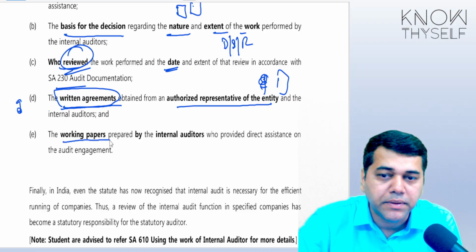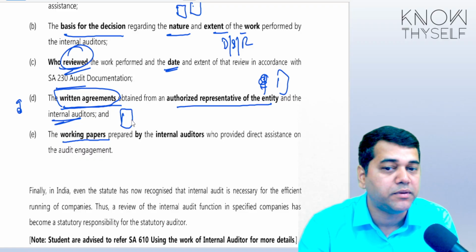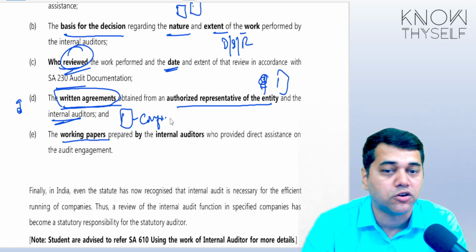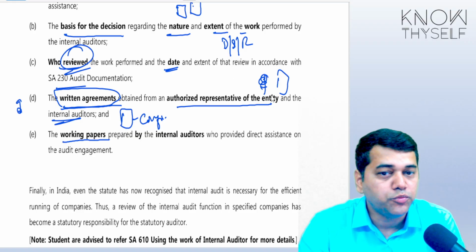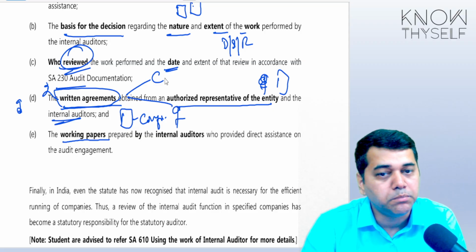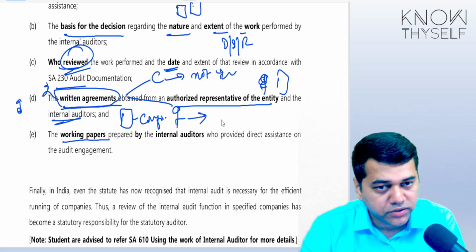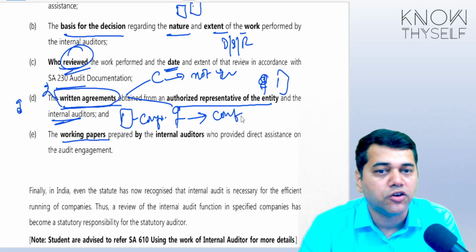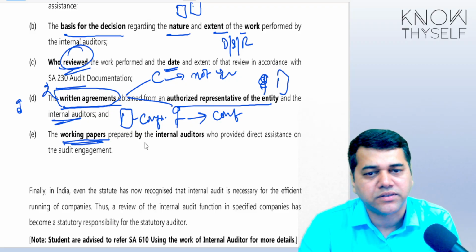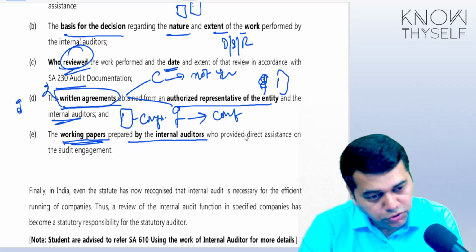And all the working papers, okay, and the internal auditor. That means there must be another document, a written agreement with the internal auditors, that they are going to maintain confidentiality. Yeah, because they will come to know a lot of things about the external auditor. They have to keep quiet. So there should be two written agreements, one with the company, that they are not going to interfere, and another with this particular employee who was selected for assistance, that they are going to maintain confidentiality. Those two written agreements have to be documented. And whatever working papers are prepared by the internal auditors who are providing you direct assistance, that also you should take.